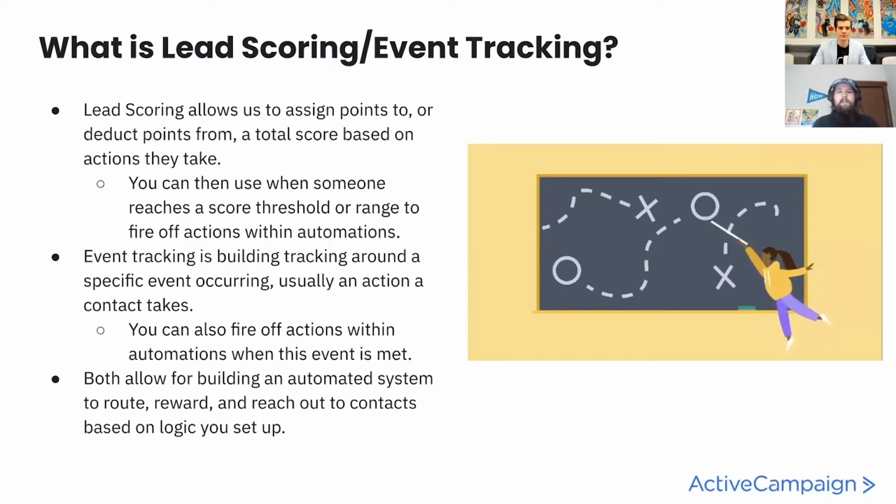Event tracking is building tracking around a specific event occurring, usually an action a contact takes, maybe something like logging into your membership portal for the first time, or perhaps finishing a very specific quiz that you have set up. You can also fire off those actions when those events are met as well. Both allow for building an automated system that does the 3 R's, as I like to say, which is route, reward, and reach out to contacts based on the logic that you've set up.